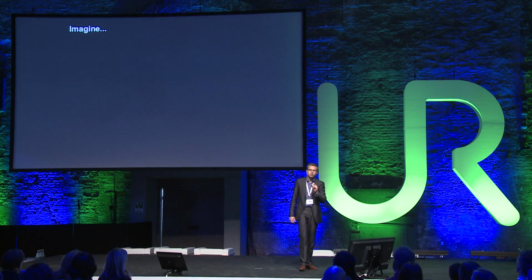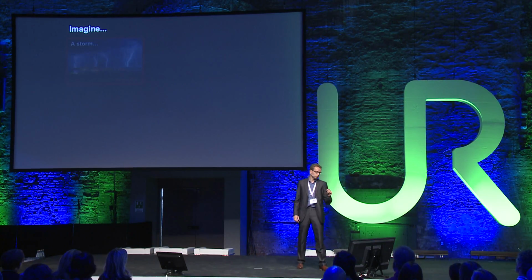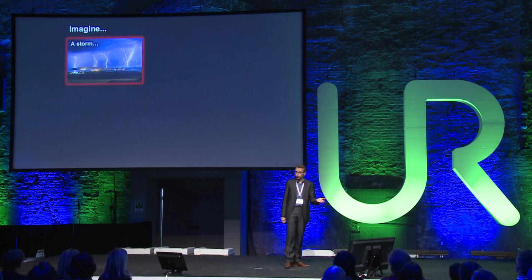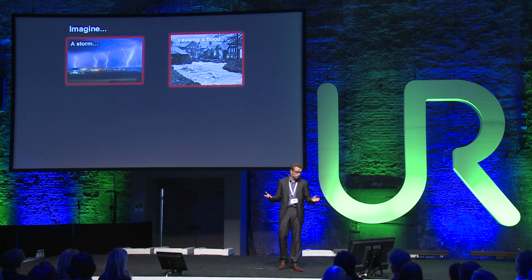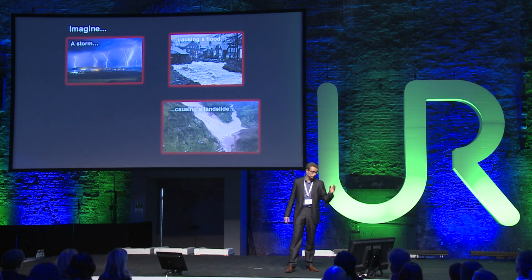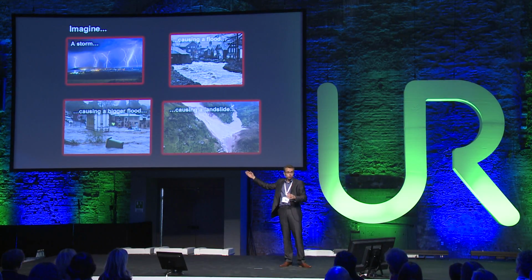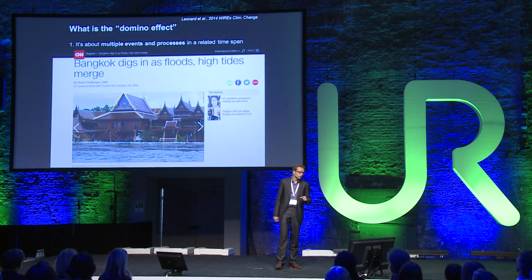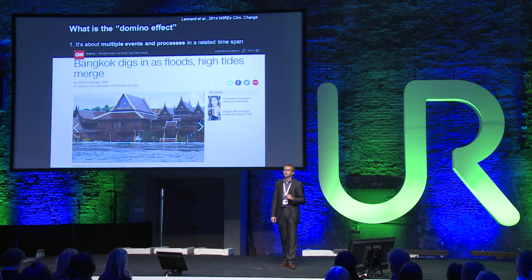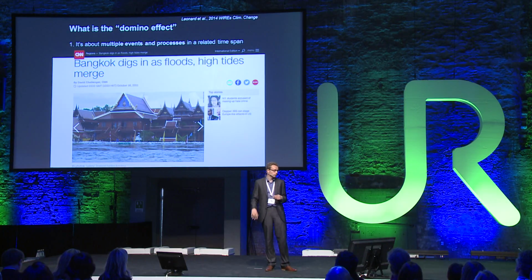It's not so difficult to attach this to natural hazards, because imagine a storm could cause a very disruptive flood. This flood could lead to a landslide, and this landslide could block the river and cause an even bigger flood with the next event. This is what we'll be talking about: multiple events and processes over a given time span.